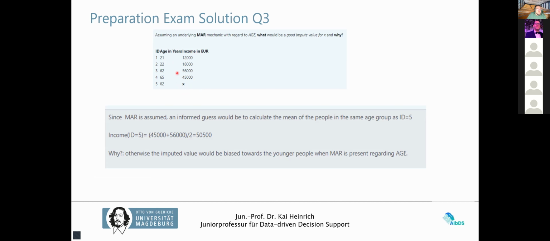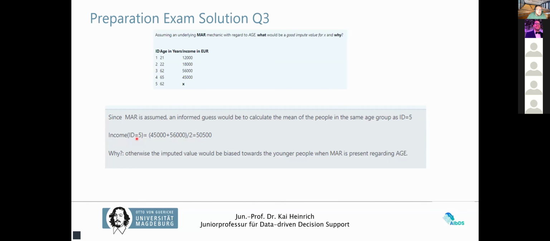If you are very precise, you will take ID3 only, like this one, because it's exactly the same age. Or you can say, okay, we're going to take it from the same age group, like we in our head make up an age group. This would both be correct. So sometimes there are multiple solutions.